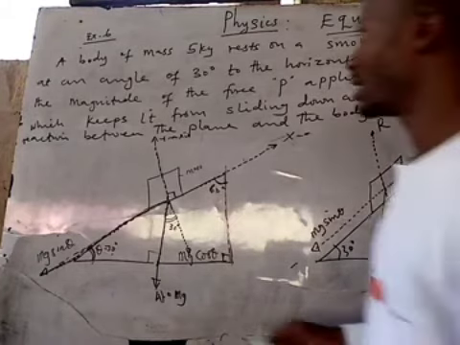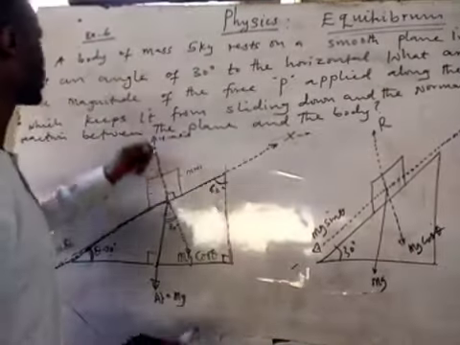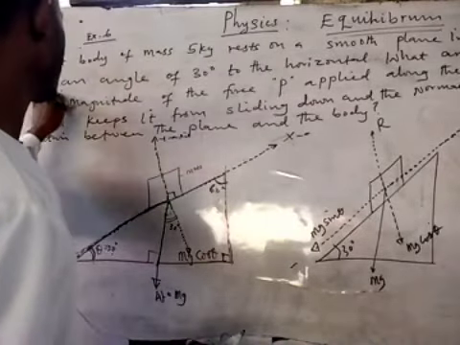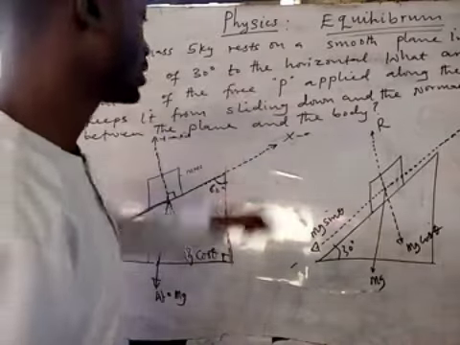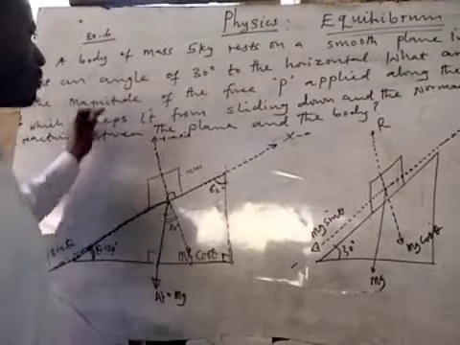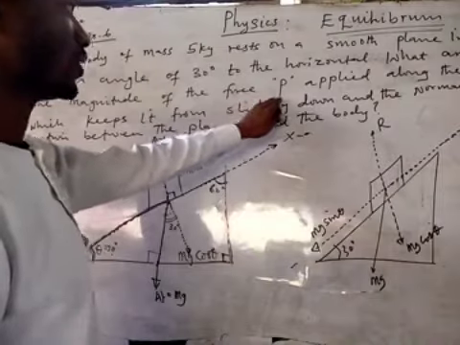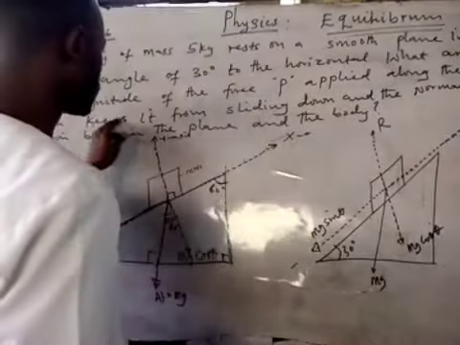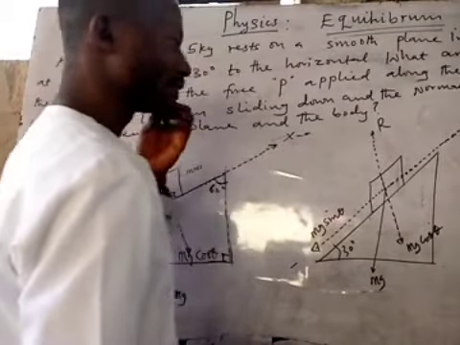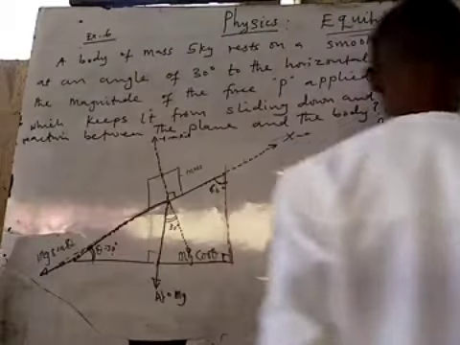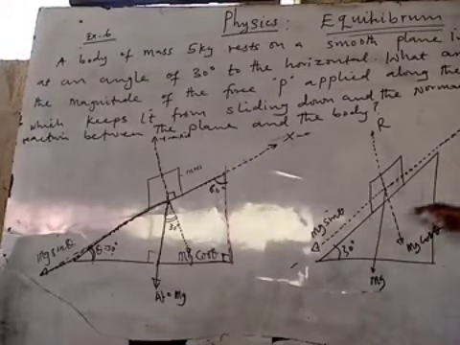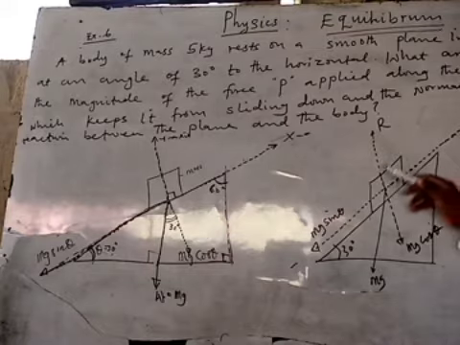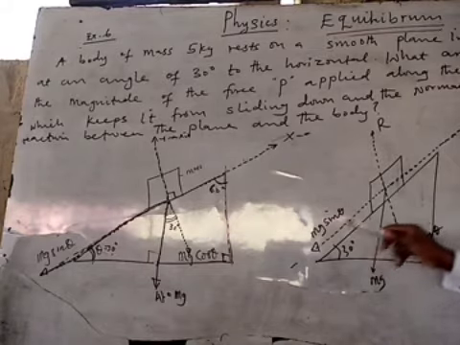Then what again? From the question there, it was said that a body of mass 5 kg rests on a smooth inclined plane at an angle of 30 degrees to the horizontal. What is the magnitude of the force P applied along the plane, which keeps it from sliding? So of course, from this diagram here, if I want to prevent sliding, because this body here is experiencing a horizontal force, which is the what?